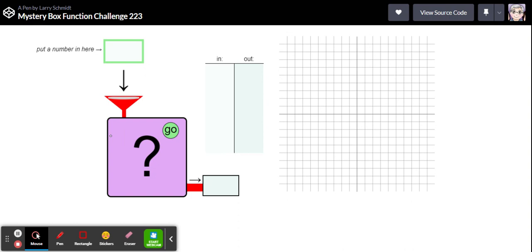In the purple box, there's some mystery math and your challenge is to figure out what that is. You can try this out by using the link in the description, and when you've got an idea, come on back and see if we get the same thing.